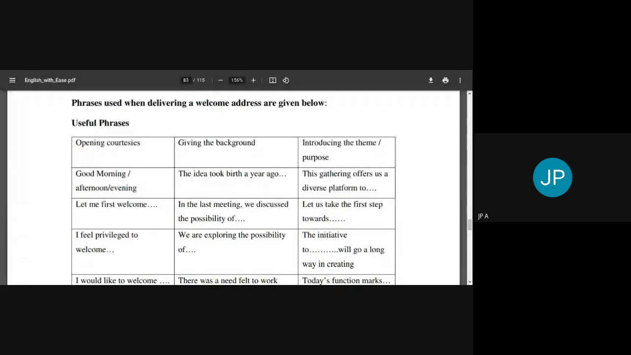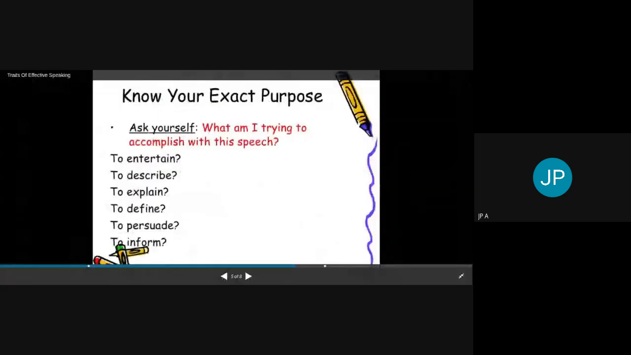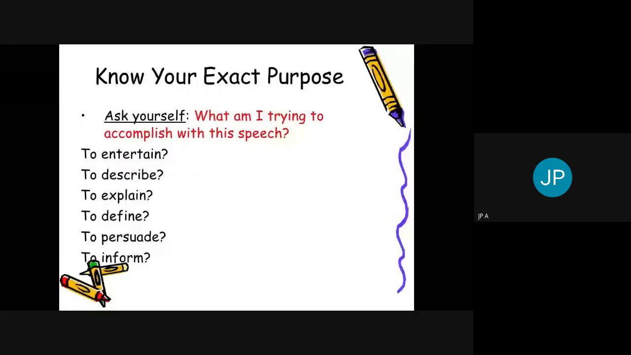So how do we use these structures? These structures depend upon the purpose. Okay, so what is your purpose? We need to know what our purpose is. According to that purpose, we use these structures, changing them accordingly.